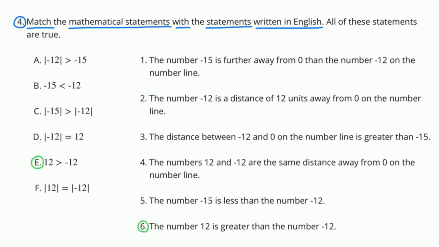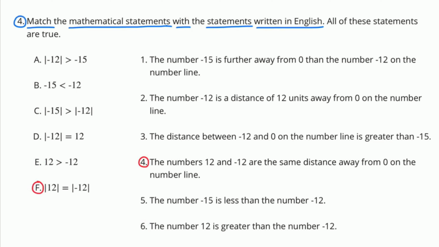E. 12 is greater than negative 12. That matches with statement 6. The number 12 is greater than the number negative 12. F. The absolute value of 12 equals the absolute value of negative 12. That matches statement number 4. The numbers 12 and negative 12 are the same distance away from 0 on the number line.